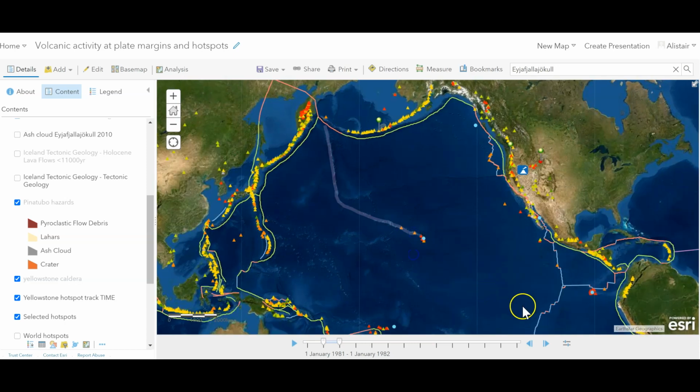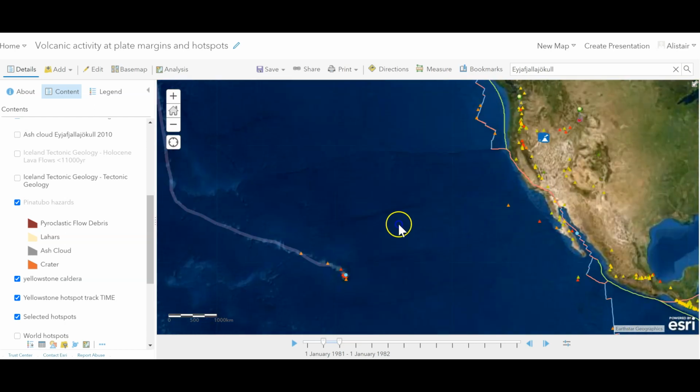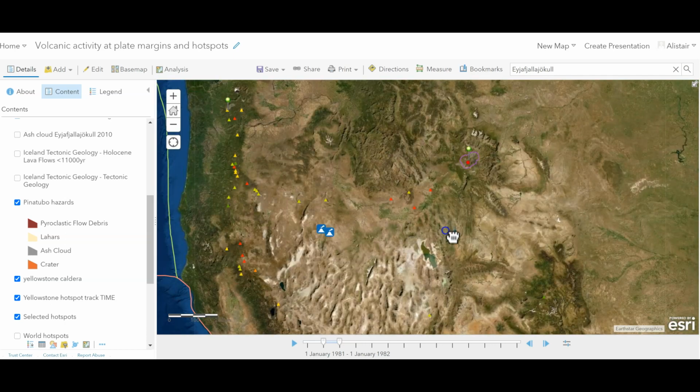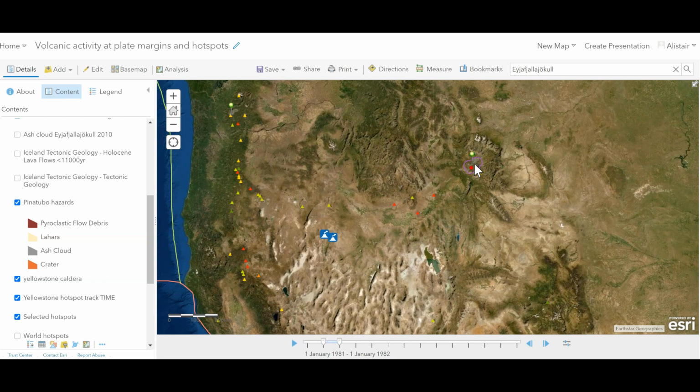The hotspot stayed put. The plate moved from here up here, passed over the hotspot, an island was formed, and the islands moved further away towards the destructive plate margin here. So I wonder, can we see anything similar in the case of Yellowstone?